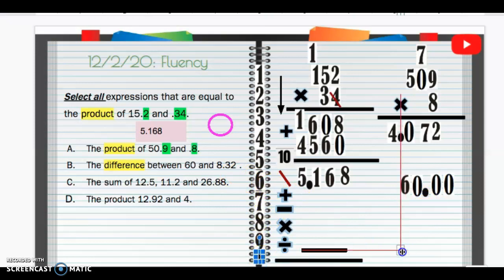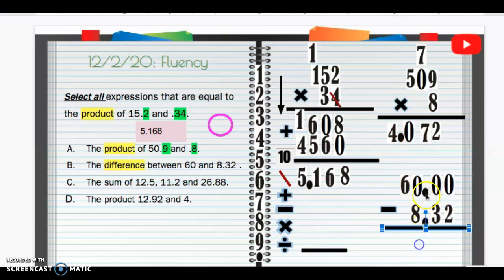Well, I know when I subtract, I line up my decimal points. So I put my 8 in the ones place, the 3 in the tenths place, and the 2 in the hundredths place, and I begin to subtract.